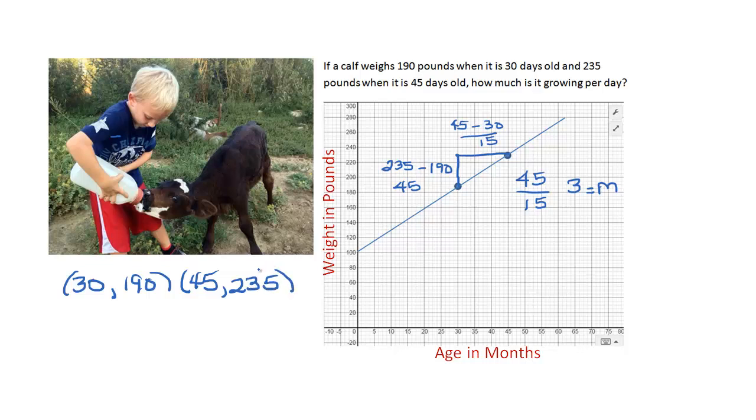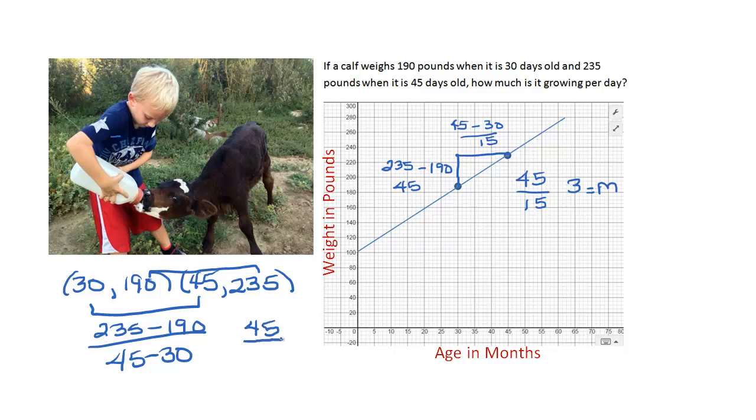The rate of change, or slope, for this problem is the change in y, the change in the weight, over the change in x, the change in time. So when we subtract this, 235 minus 190 is 45 pounds in change, and he's become 15 days older, which reduces to 3 pounds per day.